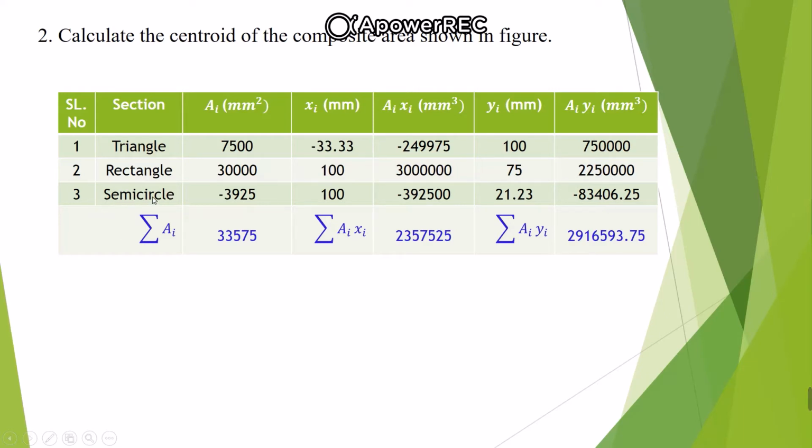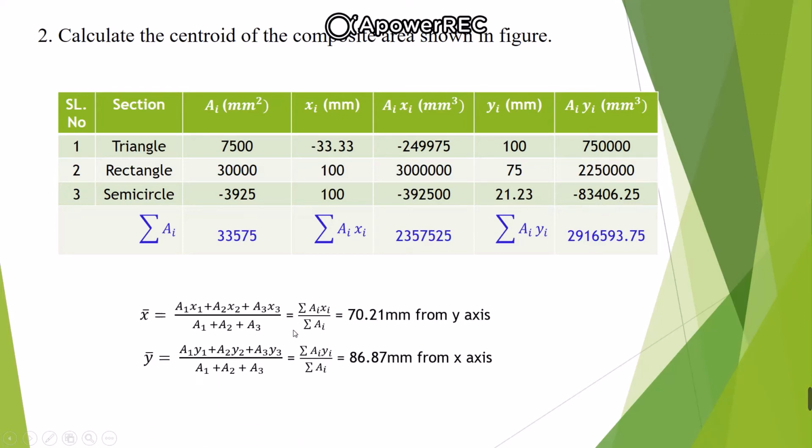Now the semicircle, since we are removing the semicircular section from the composite section, the area will be negative. Now G3, since it lies in the first quadrant, both x and y coordinates will be positive. So 100 and 21.23 will be positive. Now AiXi will be negative. Why? Because area is negative. Similarly, AiYi also will be negative. Now you try to find the algebraic sum of all the areas. That will be 33,575. You find the algebraic sum of AiXi, so you'll get this value. Similarly, you find the algebraic sum of AiYi also.